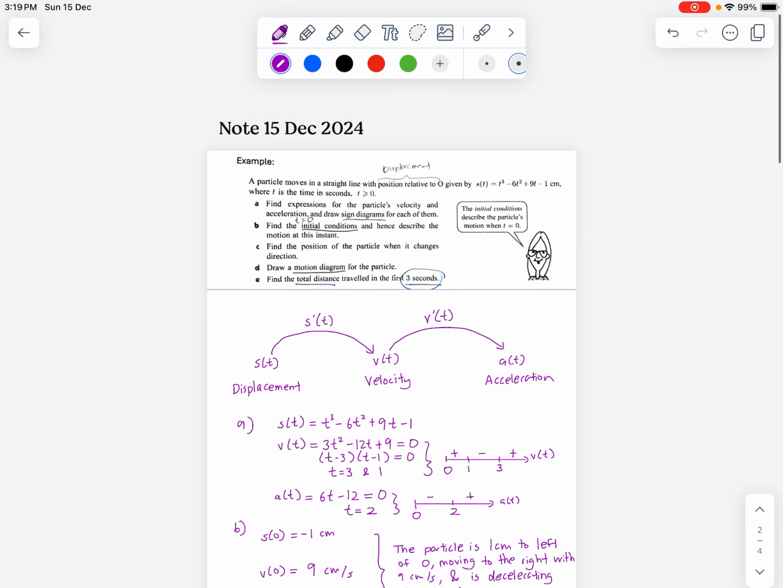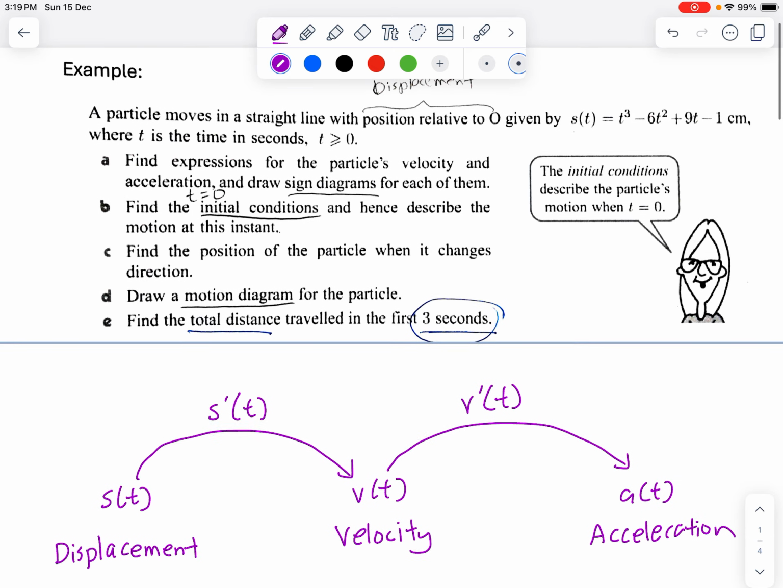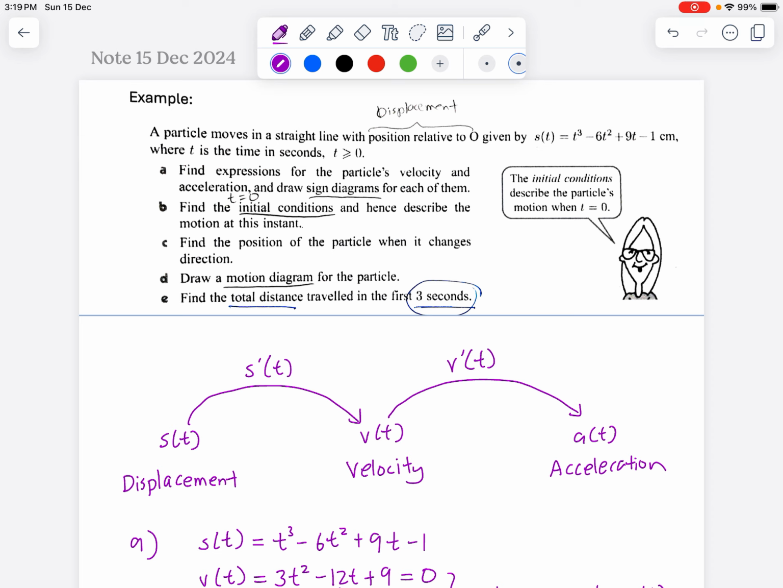And there you have it. I hope this video helps, and I hope you enjoyed it and hope it makes sense. This is the idea of motion. We have s of t for displacement, v of t for velocity, and a of t for acceleration. And to find those, we basically take the derivative of one another to solve for these values.